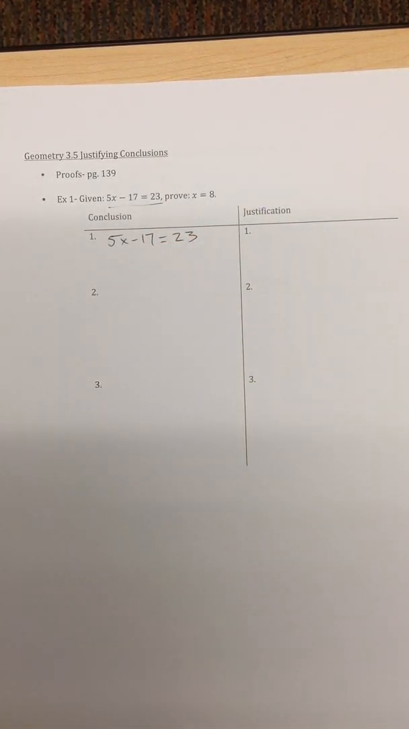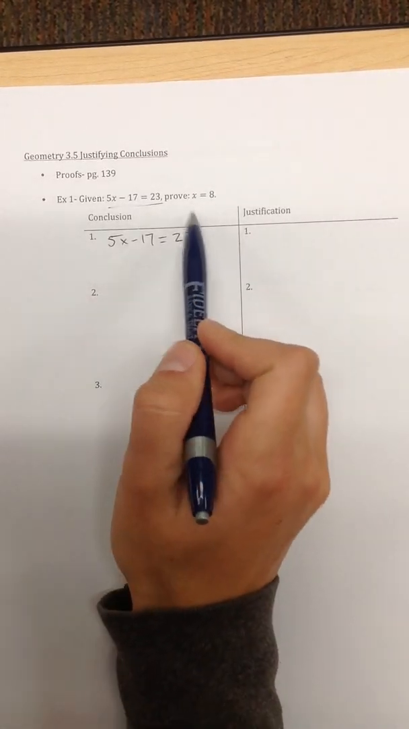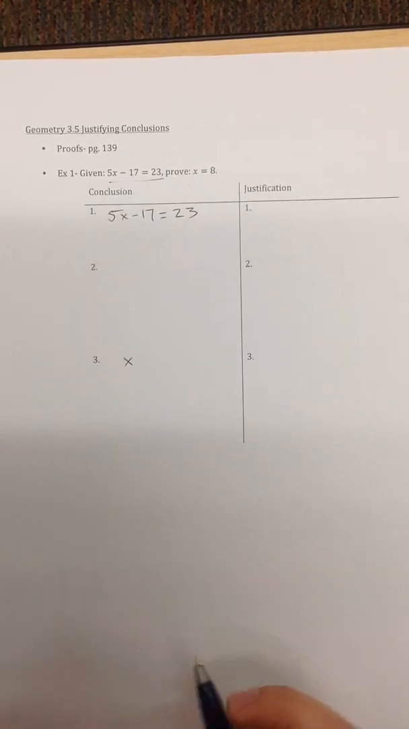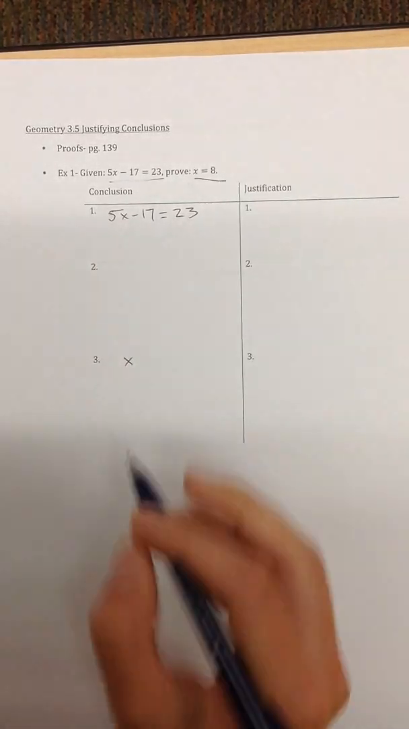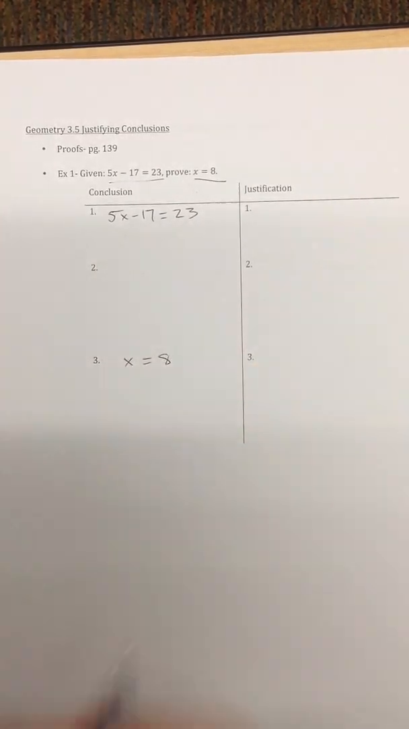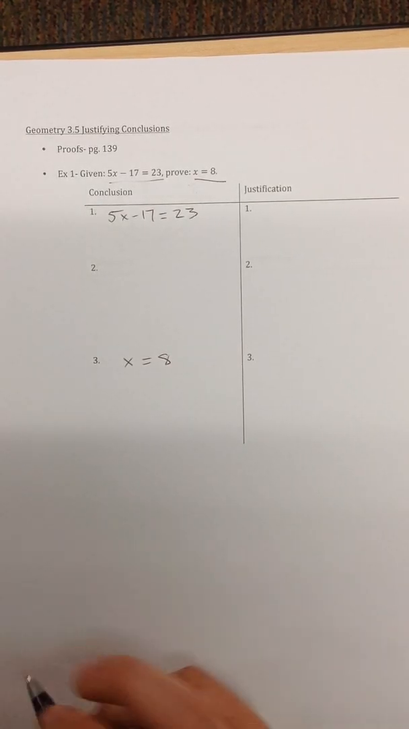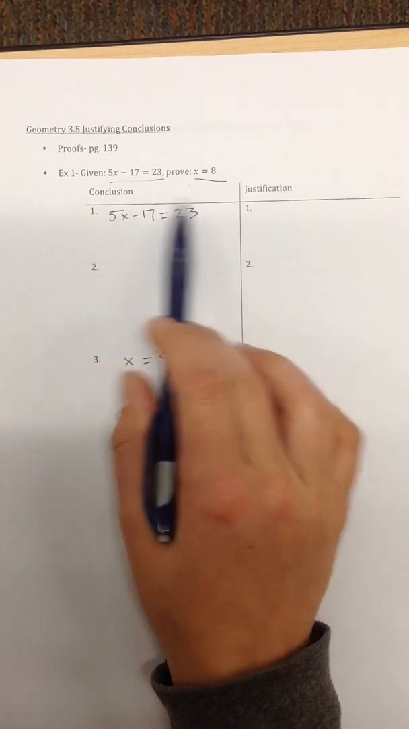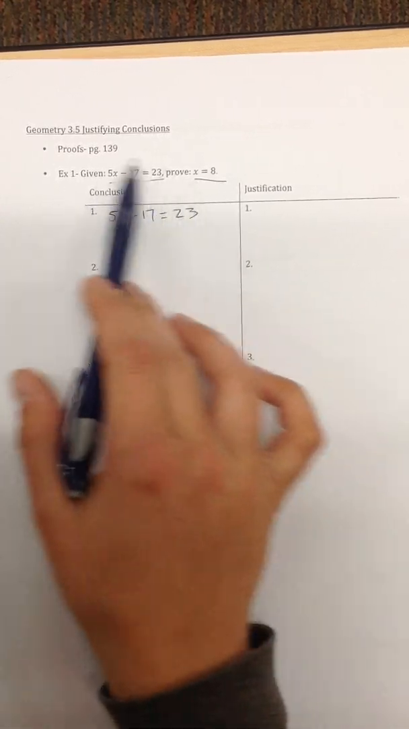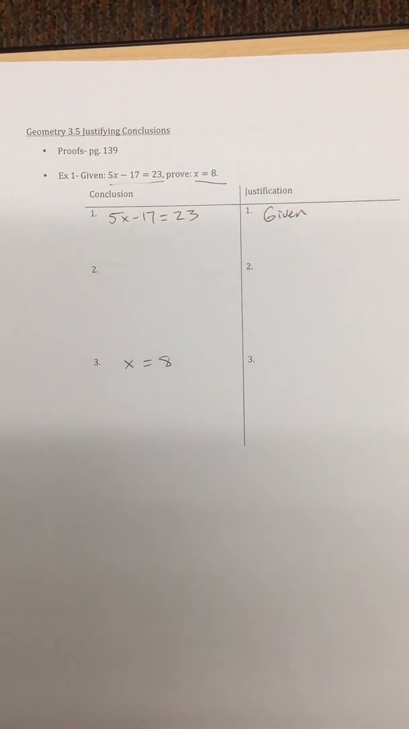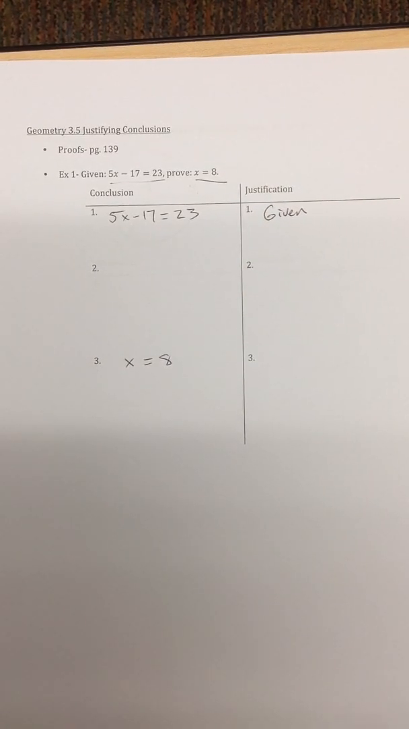And then in the end, our goal is to get to the point where we get the answer, x is equal to 8. So the last thing on our conclusion side is what we're trying to prove, which is going to be x equals 8. Okay, so similar to the last lesson, for the justification of this first thing, since they gave it to us in the problem, our justification is just given, because it was given to us, and then we've got to fill in the stuff from here.